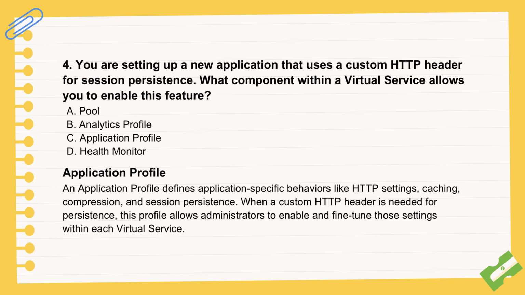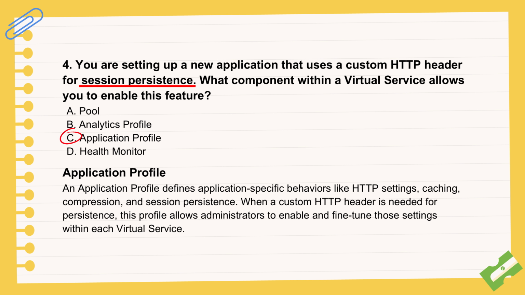What about the how? The application behavior. Now that's the application profile. It defines the actual protocol behavior, the application-specific settings. Okay, give me an example. Sure. Let's say your application requires session persistence. You need to make sure a user always hits the same backend server for their entire session.